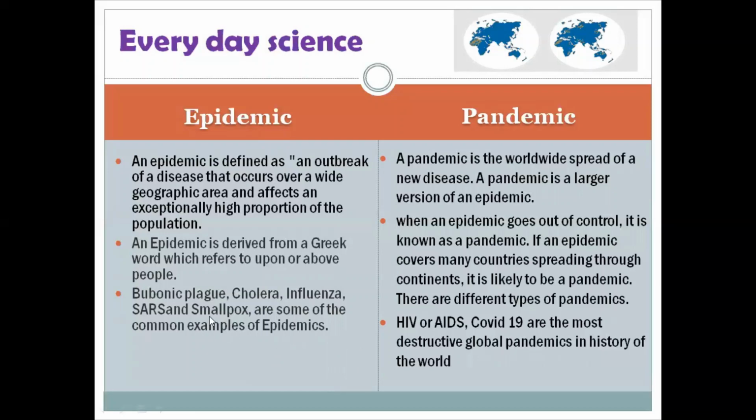Bubonic plague, cholera, influenza, these are forms of epidemic. HIV, AIDS, COVID-19 are the most destructive global pandemics in the history of the world. So this is the latest virus outbreak, and we call that disease a pandemic.